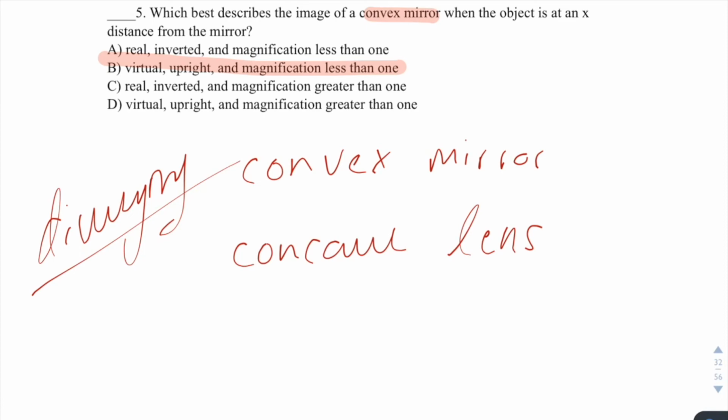So again, if I can just remember convex mirror, then I can think of the very opposite of that, which is concave lens, and I know both of those are diverging. And then from there, I would think of the opposite of a convex mirror, which would be a concave mirror or a converging mirror, and that follows a different pattern. Same thing with a convex lens, that follows a different pattern that we'll talk about in a different video.